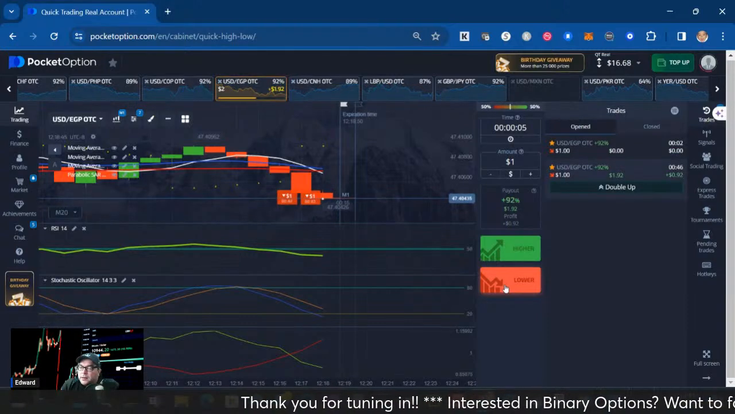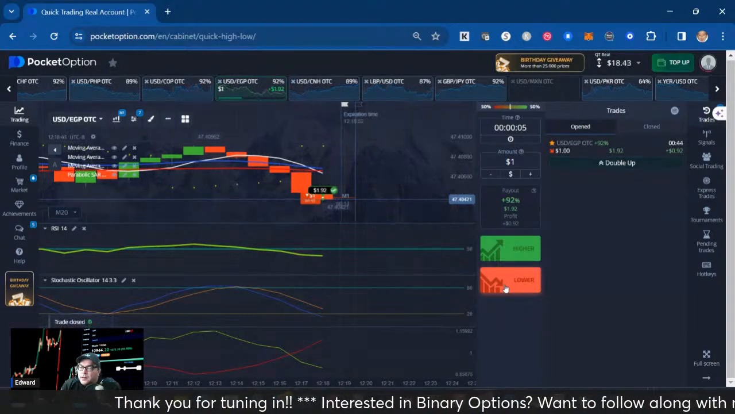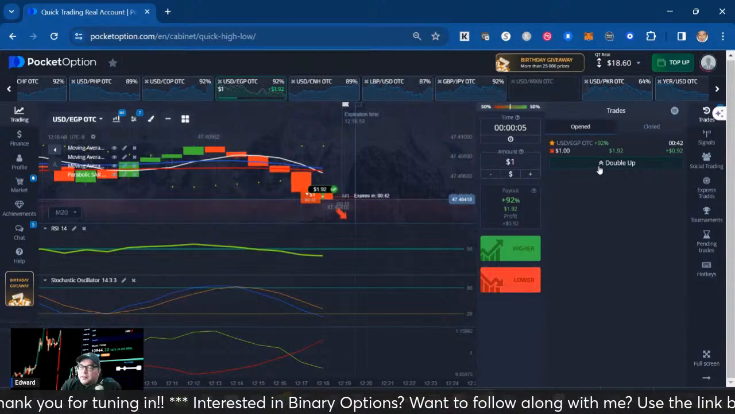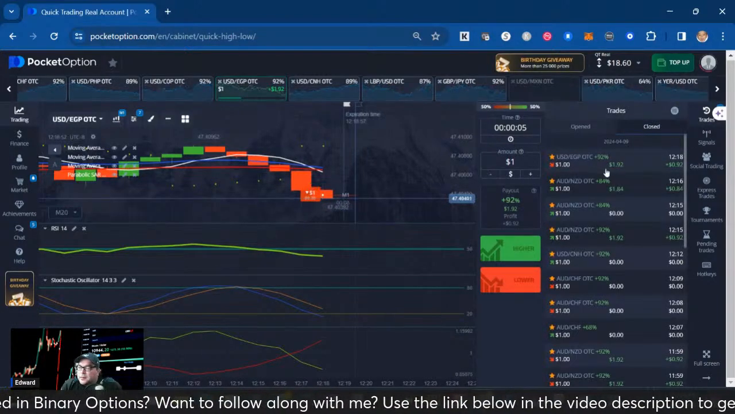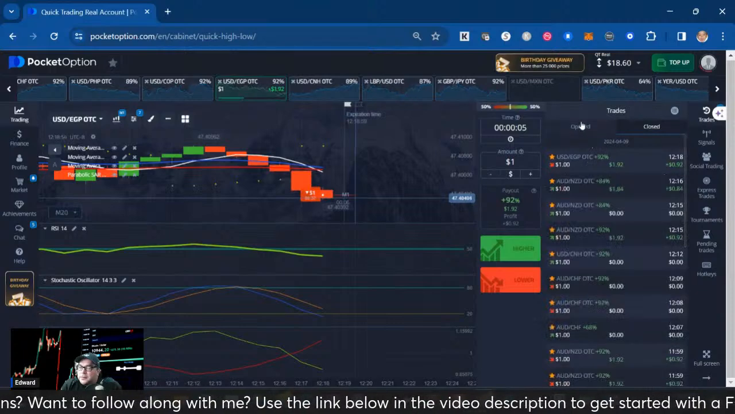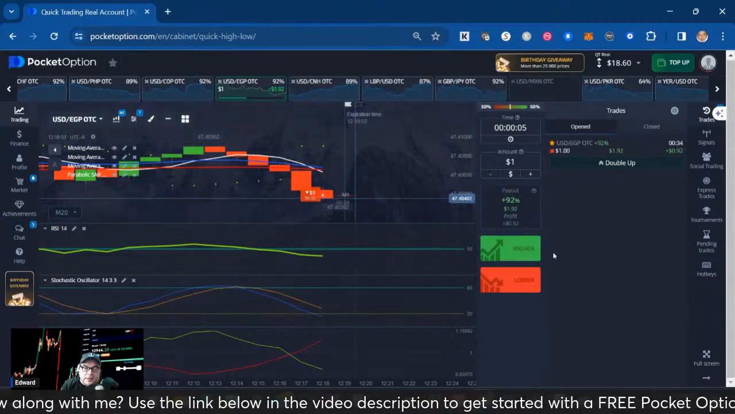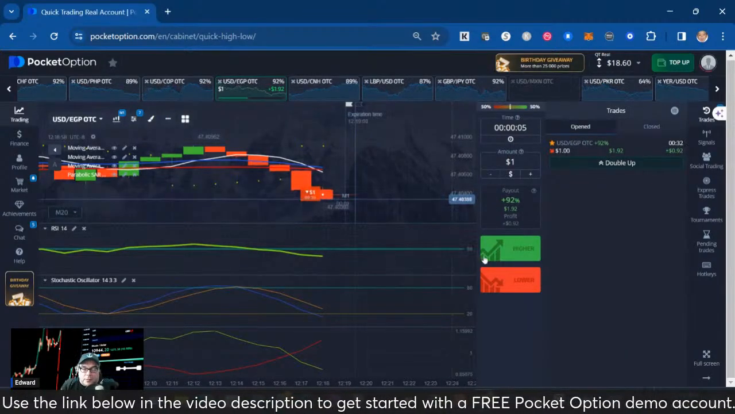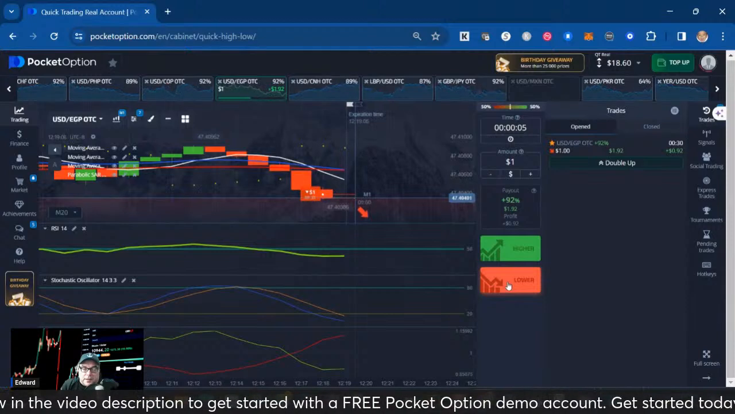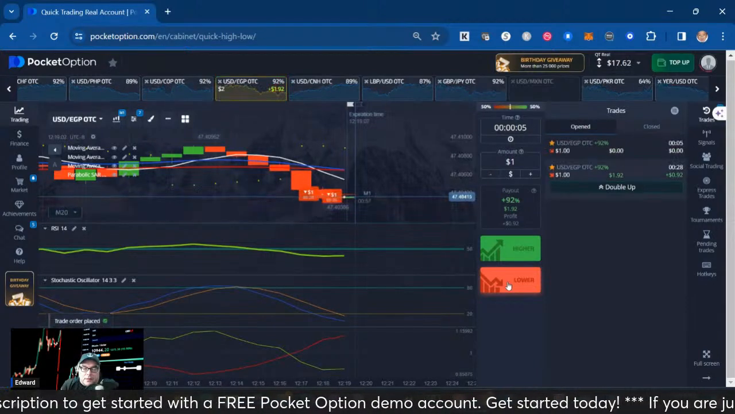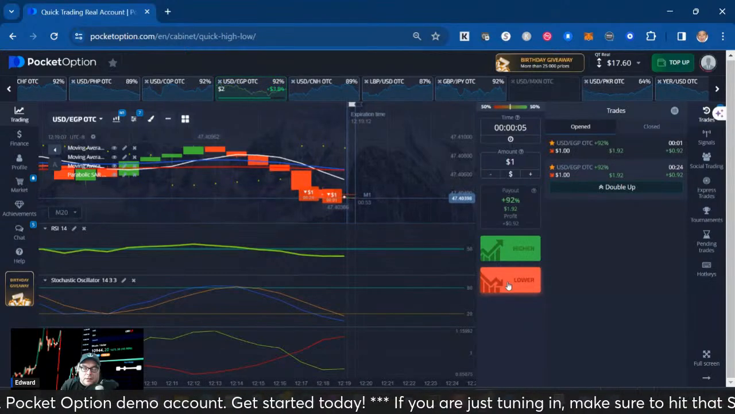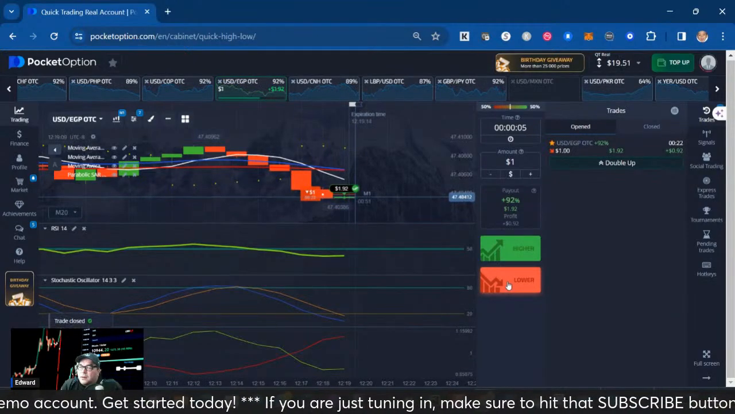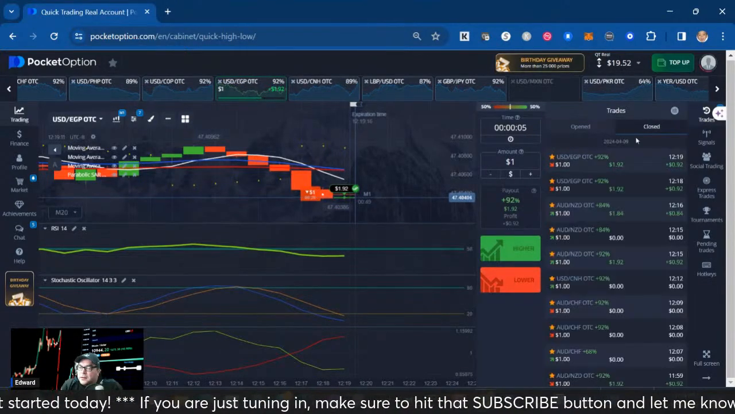4, 3, 2, 1. I just got another 5 seconds. Yep, got another 5 seconds for $1.92. We're at $18.60 of $20. Let's see if we can do it again. So it's green. There we go. We just got another 5 seconds.